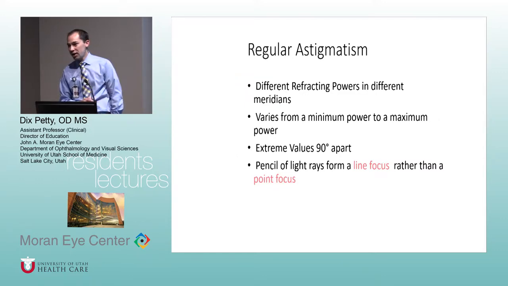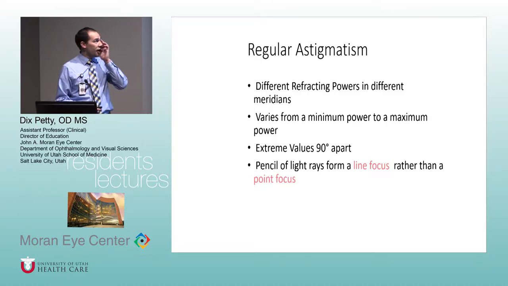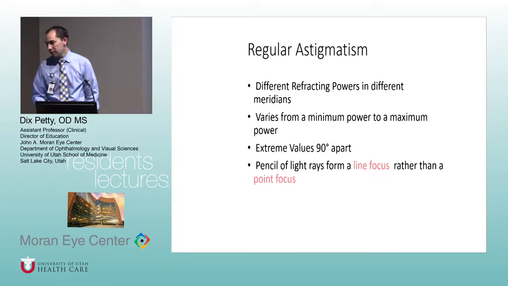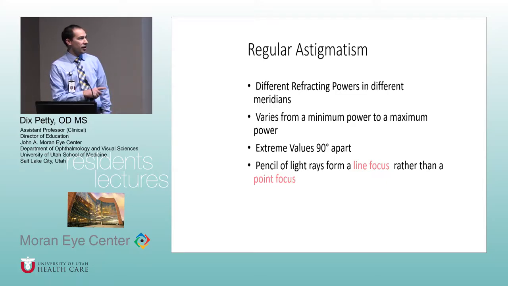Anyway, so start out talking about astigmatism a little bit. Pretty basic, but in regular astigmatism, the axes are going to be 90 degrees apart, as opposed to irregular astigmatism, like from keratoconus or ectasias, things like that. So one thing to remember about regular astigmatism, think of it as like a loose lens that you pick up out of the trial drawers, a 5 diopter plus cylinder. The extreme values are 90 degrees apart.